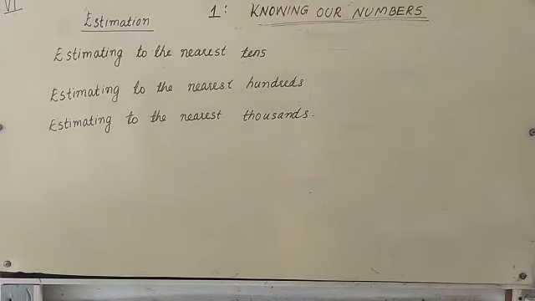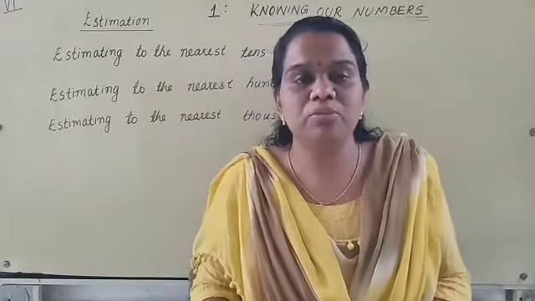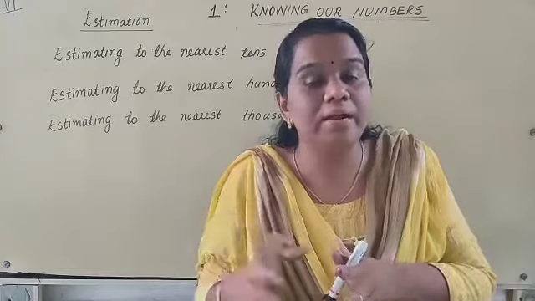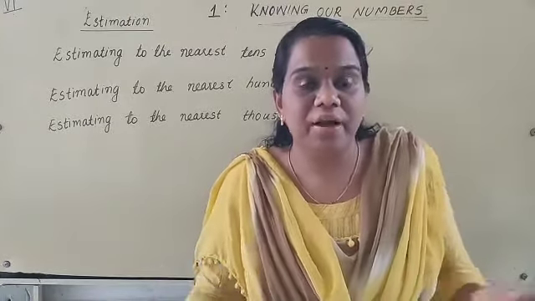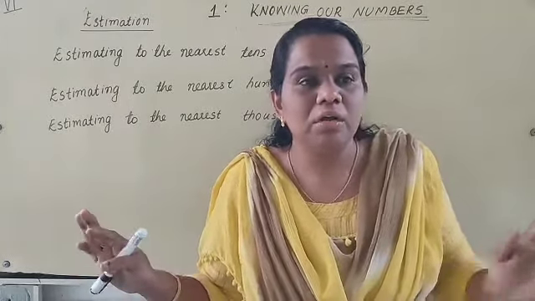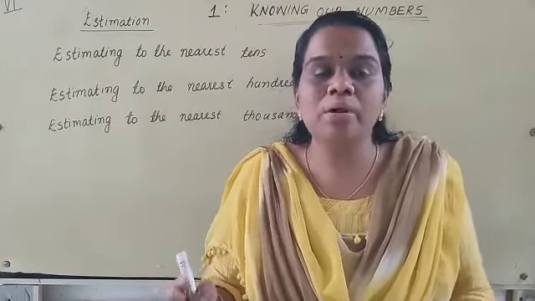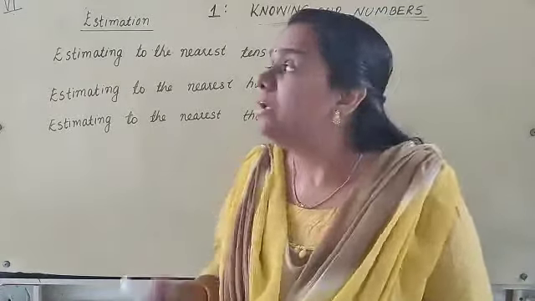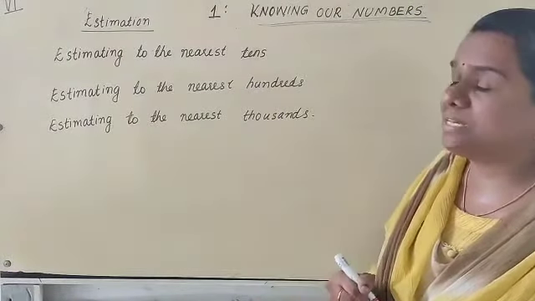Let us study estimation. Estimation means rounding off. Sometimes we use a rounded figure, that means a rounded answer. When we invite some people for a function, we usually say around 300 will come. In that stadium, around 50,000 people are there. Like that we say. So, around, nearly, these terms we use in our daily life. Now, let us study how to estimate. Estimating to the nearest tens.